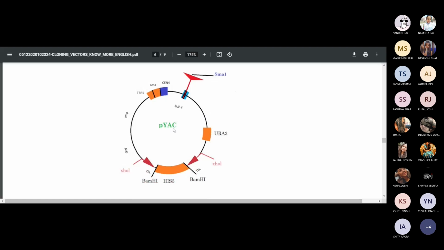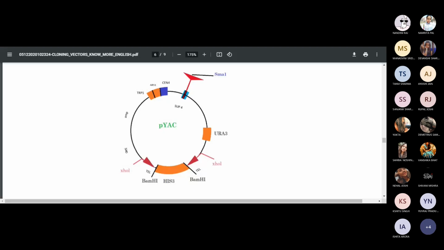This is pYAC. Here the term P stands for plasmid. Why is it a plasmid? Because it is also going to work as a vector system. It has the components of a plasmid, with an origin of replication from pMB1. That's why we are using the term P. And it is a YAC, an artificial chromosome also. It contains the telomere, centromere, and all these things. So that's why it is a YAC.